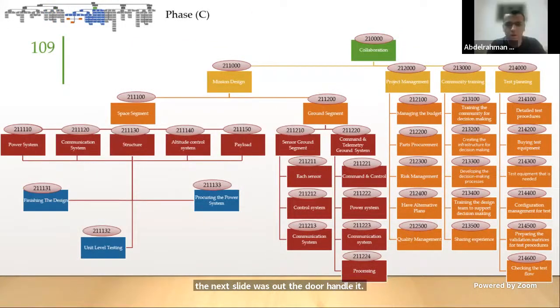Hi everyone, I am Abdurrahman Rida, and I'll walk you through phase C for year 2, which is about collaboration and training. You can see how much we have updated this part from last year, especially in sub-level terms. You can see how much we got in depth in this part. We've divided the collaboration into 4 main parts: the mission design, the project management, community training, and test planning.